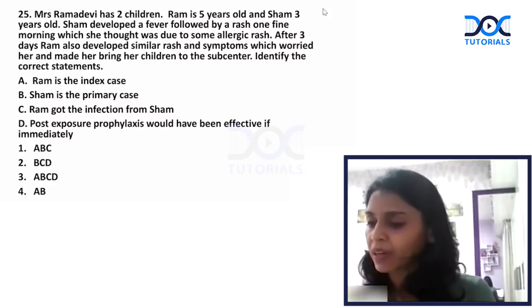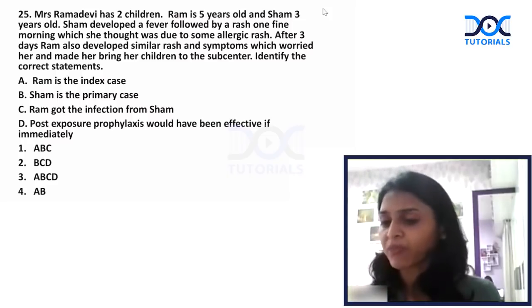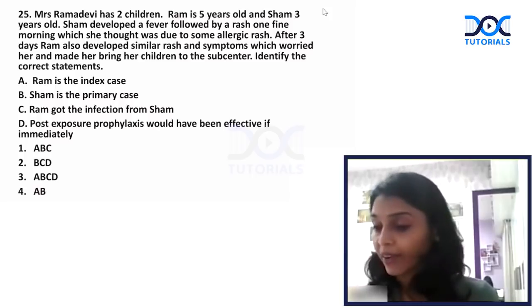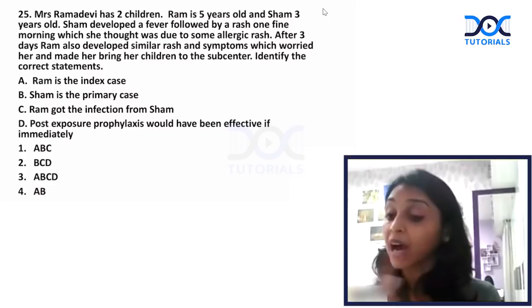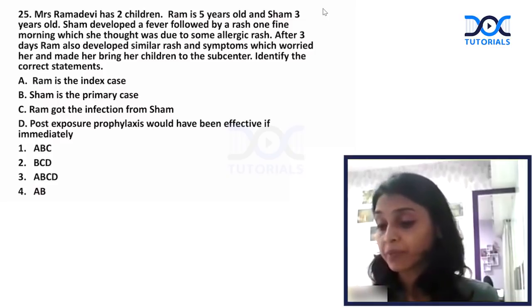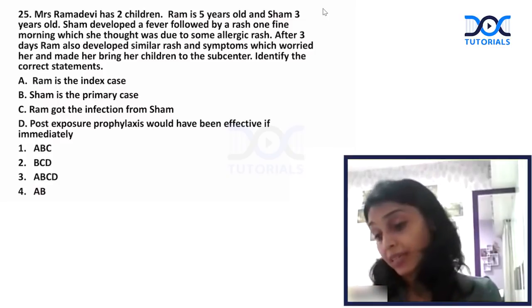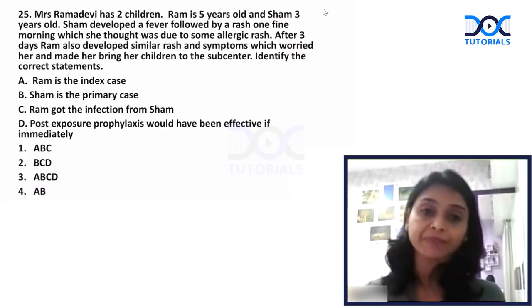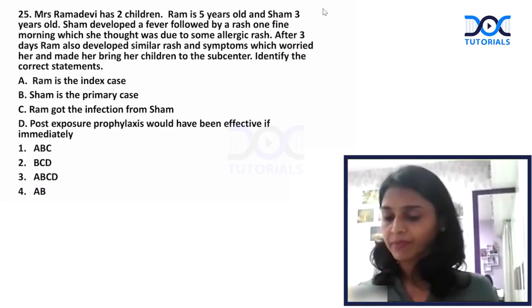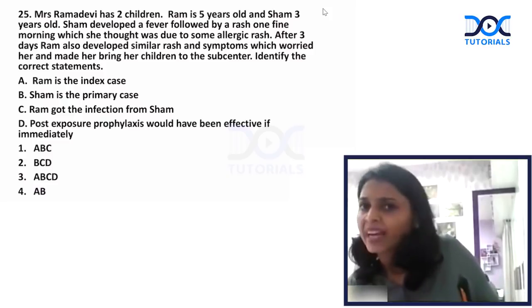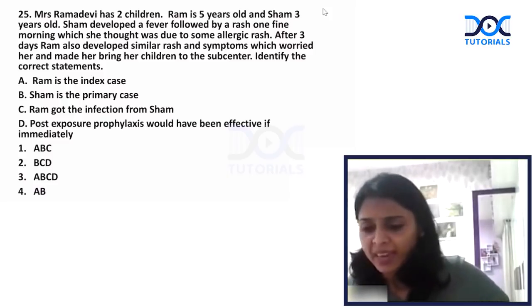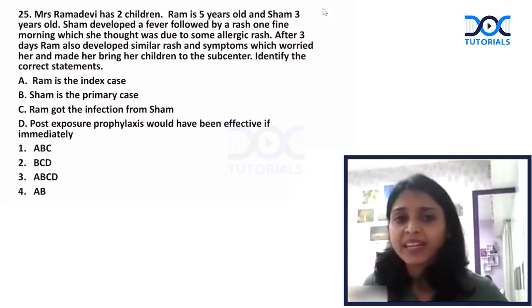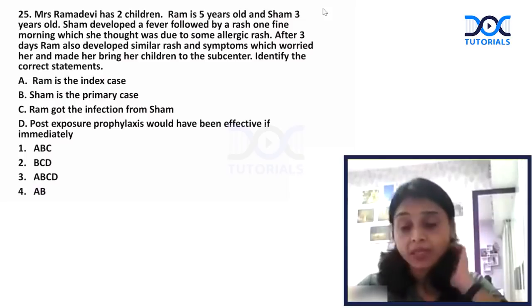Ram is 5. What was I saying? Yeah, Shyam developed a fever followed by a rash one fine morning, which she thought was due to some allergic rash. After 3 days, Ram also developed similar rash and symptoms, which worried her and made her take her children to sub-center. Identify the correct statement. I think they are expecting more than one correct statement. Ram is the index case. Shyam is the primary case.